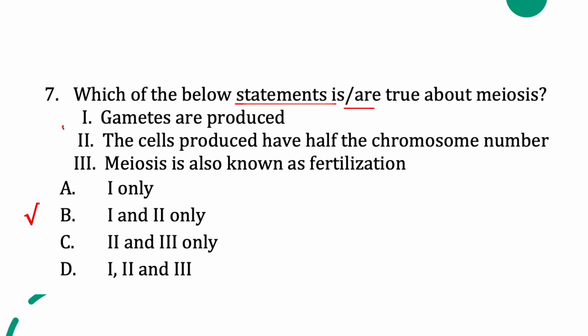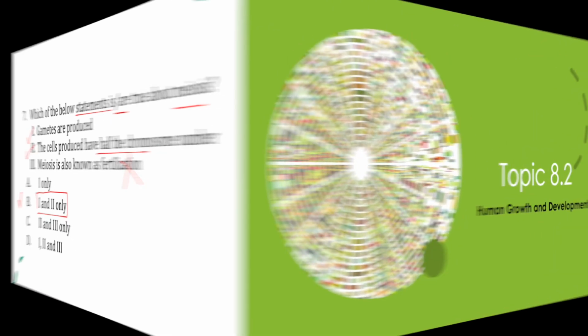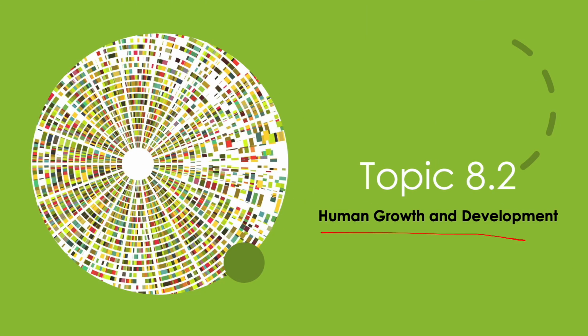So gametes are produced during meiosis, yes. Cells produced have the half chromosome number, yes. Meiosis is also known as fertilization, no. So it means that 1 and 2 are correct. With that, we reach the end of topic 8.1. Now we will move to the last topic, that is 8.2, human growth and development. That's the last topic, 8.2.